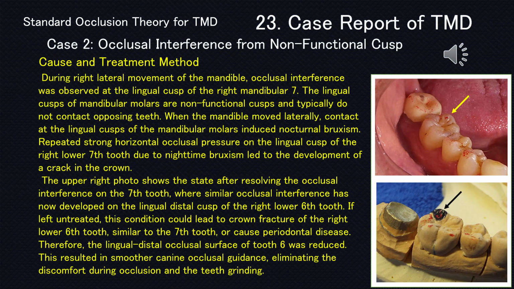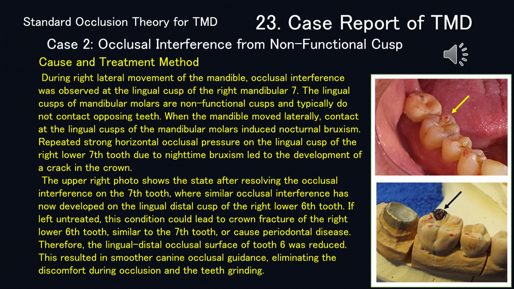Cause and treatment method. During right lateral movement of the mandible, occlusal interference was observed at the lingual cusp of the right mandibular 7. The lingual cusps of mandibular molars are non-functional cusps and typically do not contact opposing teeth. When the mandible moved laterally, contact at the lingual cusps of the mandibular molars induced nocturnal bruxism. Repeated strong horizontal occlusal pressure on the lingual cusp of the right lower 7th tooth due to nighttime bruxism led to the development of a crack in the crown.